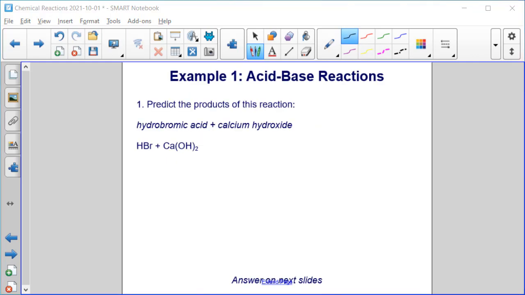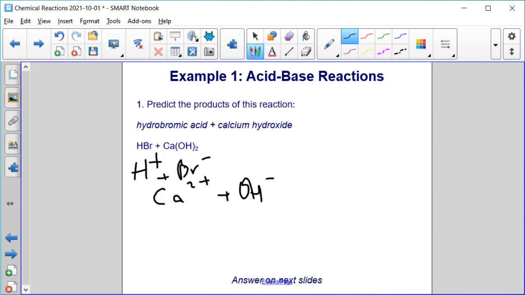All right, over the next several slides, we're going to go over this example for an acid-base reaction. Predict the products for the reaction between hydrobromic acid, HBr, and calcium hydroxide, Ca(OH)2. We know that these are aqueous in solution, right? They dissolve in solution to H plus, Br minus, Ca2 plus, and OH minus, right?